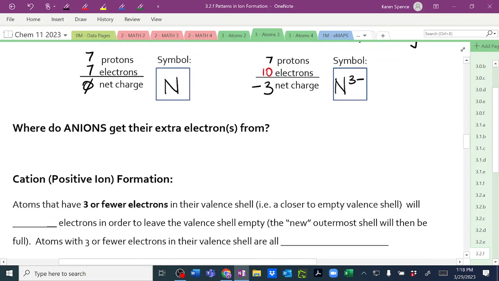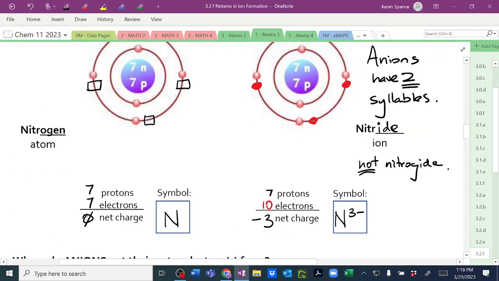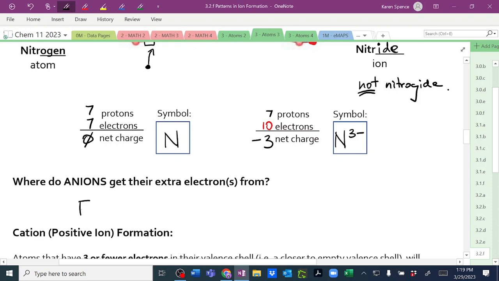Yeah, where do these anions get their extra electrons from? We've got electrons coming in from somewhere, right? Where are they coming from? From the air? From an alternate universe? That sounds like fun. Well, it's not nearly as much fun as that. They come from other atoms.